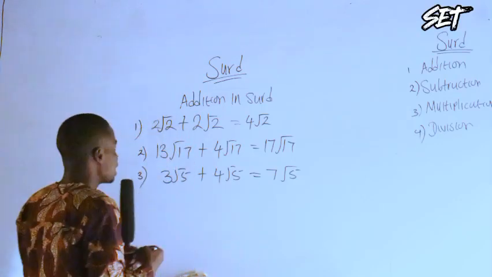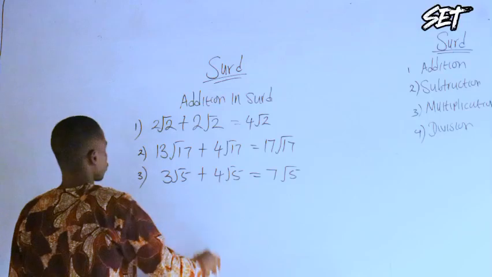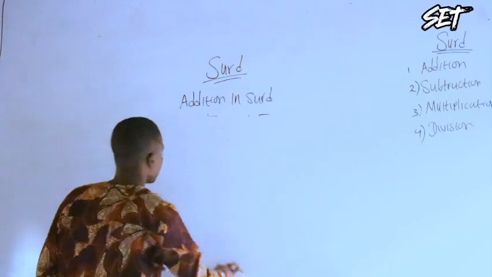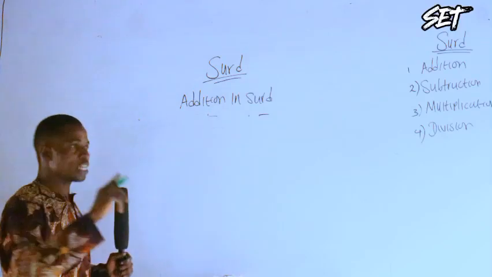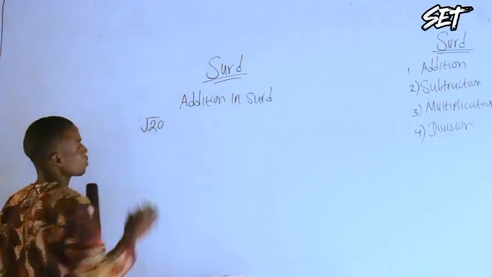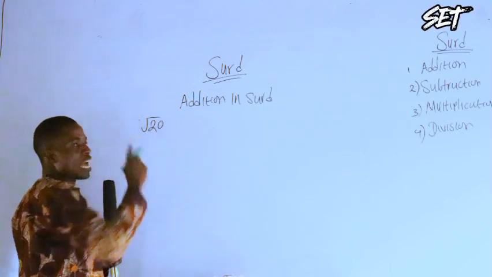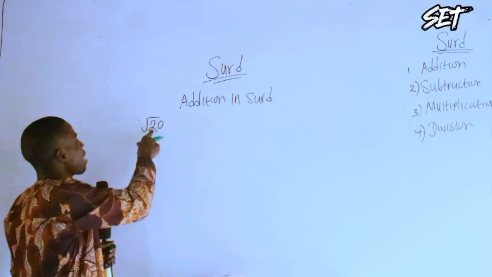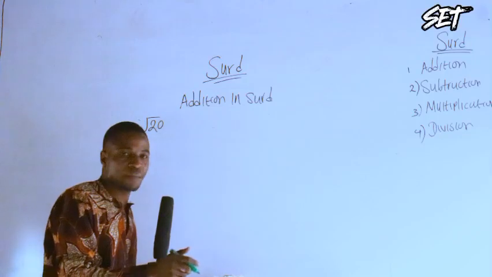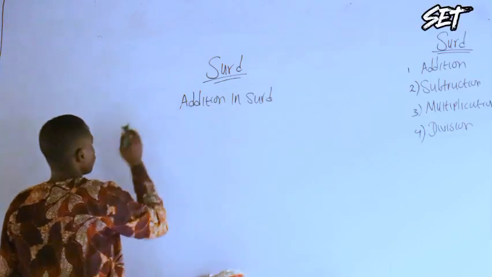There are some SURDs that you need to understand in a deeper way. We are still looking at addition. Now, they can give you expressions like this: when we have root 20, you need to express it in SURD form because it has not yet been expressed in SURD. For this root 20, you find the rational number and non-rational number.